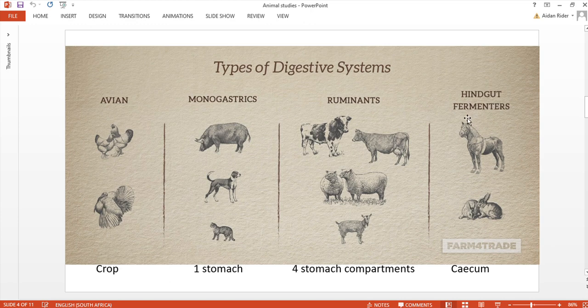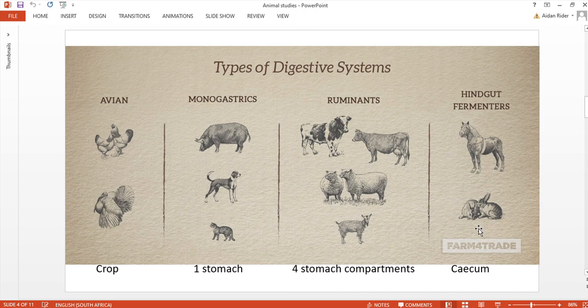Then we have hindgut fermenters. Those are things like your rabbits and your horses. They have a specialized area, not in the stomach, but next to the stomach, called the cecum, and that's actually where fermentation happens. Fermentation is that process where alcohol is actually starting to be produced. So there's a lot of bacteria in that section in the cecum, and these bacteria help also with digesting the food. So they have a cecum, which makes them important.